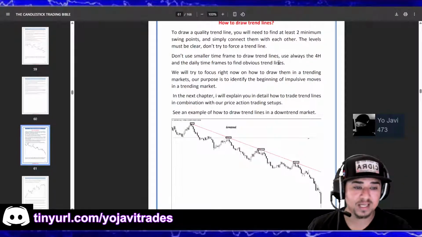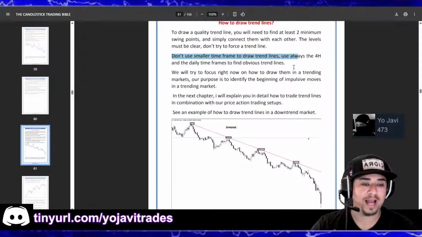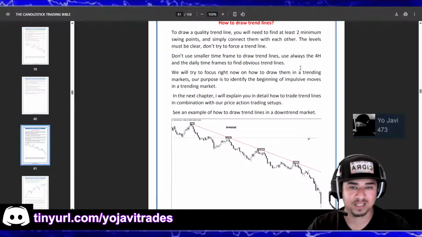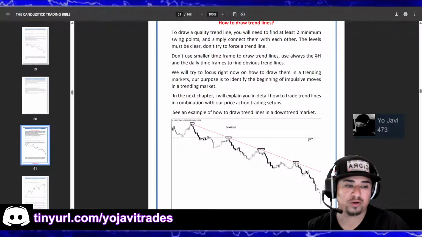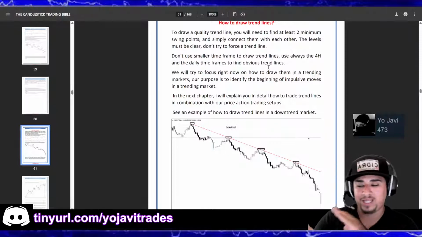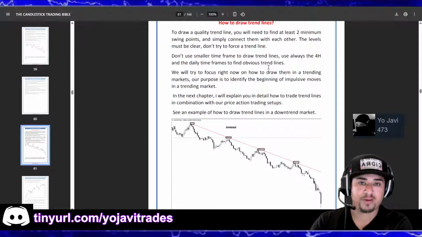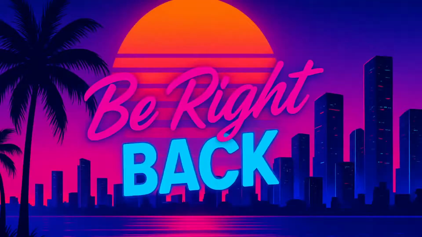So yes, this part is useful, and I use it, I do top down analysis. Understanding a pullback on a higher time frame means that I could find the entry on a lower time frame. I was saying smaller, but it's lower. Hold on real quick.